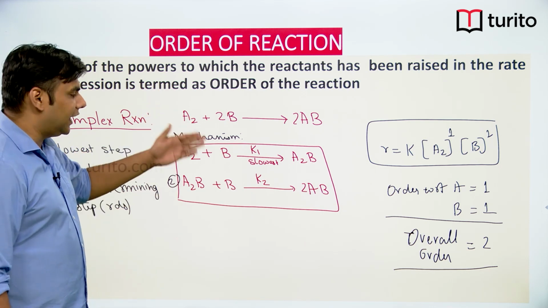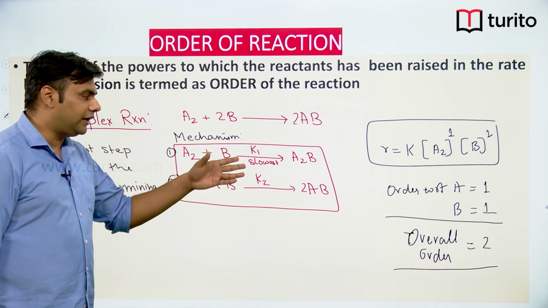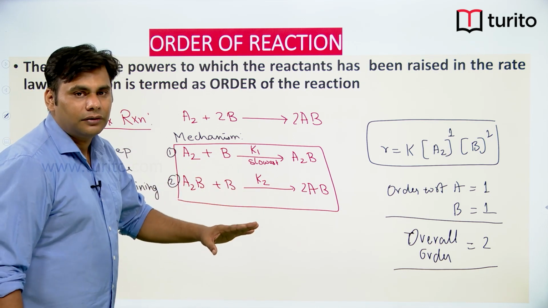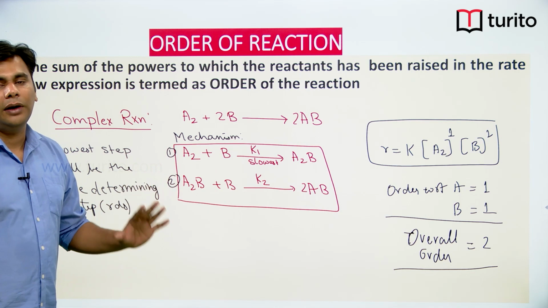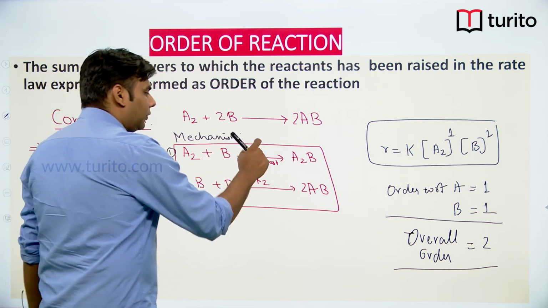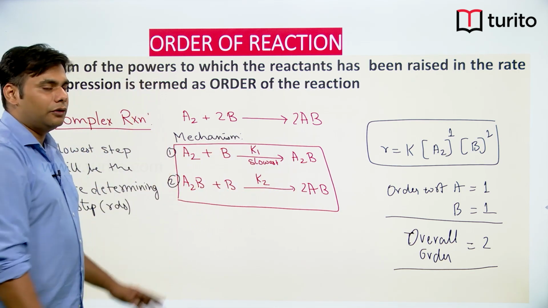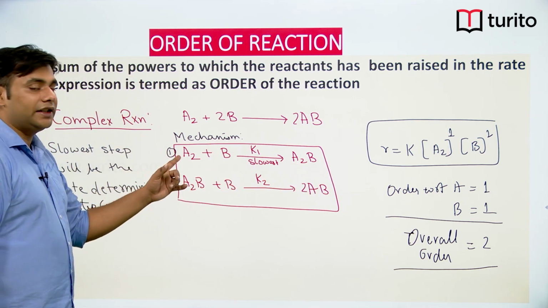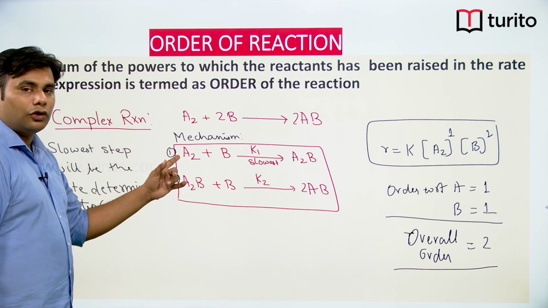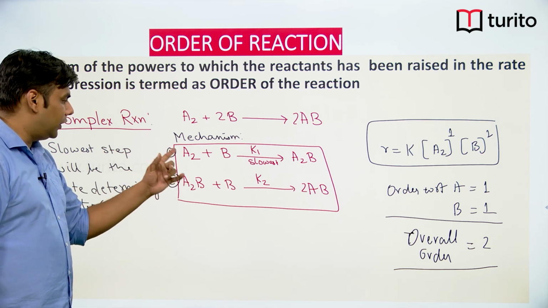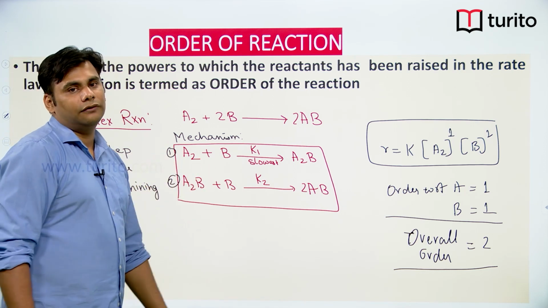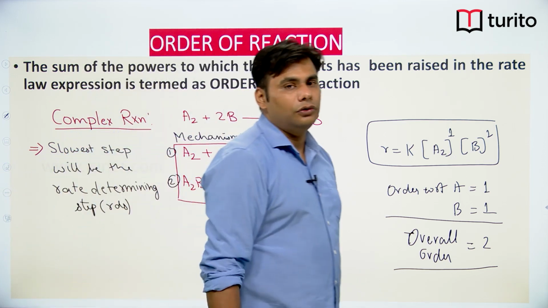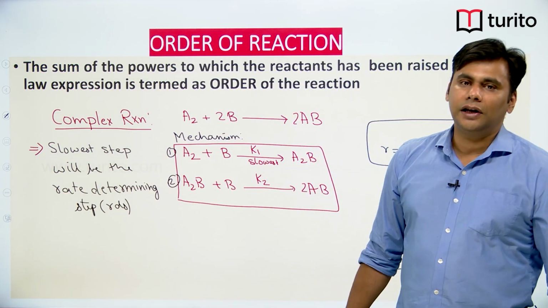So we have to see their elementary steps, and the elementary step which is slowest will determine the rate of that particular reaction. So we'll just take out the RDS. RDS is the first step in this case, and because it is an elementary reaction, the order and stoichiometry will be the same. So order with respect to A2 is 1, order with respect to B is 1. Okay. So this is how you understand whether a reaction is elementary or not.